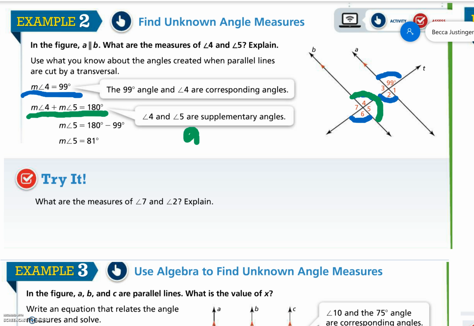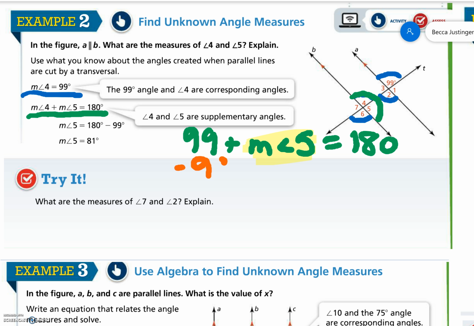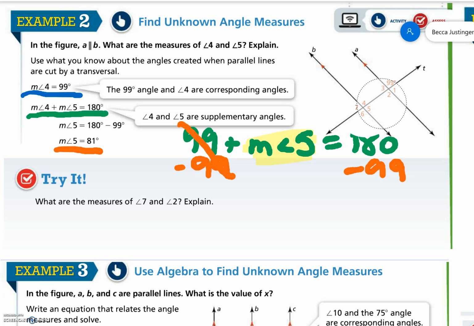So measure of angle 4 is 99, plus we don't know what the measure of angle 5 is, but I know together they equal 180. All I have to do to solve for the measure of angle 5 is subtract 99 from both sides. Cancels out on the left, and we're left with the measure of angle 5 is 81. So 5 is 81.